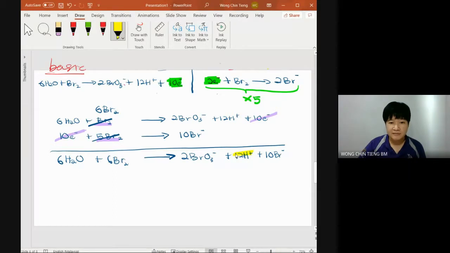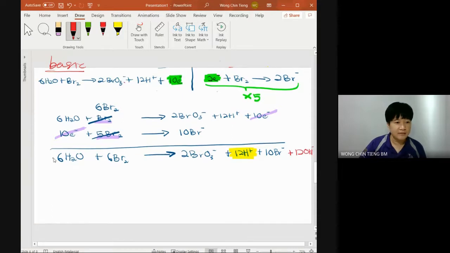Tengok kat H plus. 12, kan? Tambah sebelah kiri, 12 OH minus. Tambah kat sebelah kanan, 12 OH minus. Konsep. First thing, kenapa kena tambah kiri kanan? Kenapa tak tambah kat sebelah yang ada H plus je? Kenapa nak tambah kiri kanan?